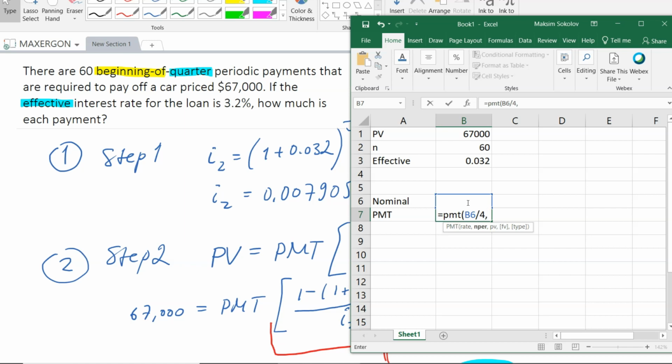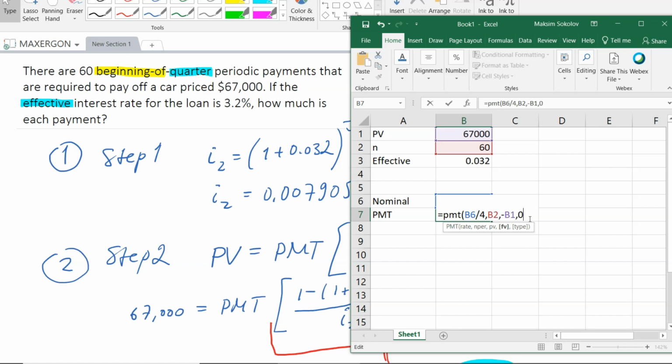Then comes number of periods. It's already given in cell B2. Then we need to enter present value. It's going to be 67,000, which is given in cell B1, but we'll make it negative because we want our PMT to be displayed as positive. I remind that Excel distinguishes between negative and positive values. So if you entered B1 here as positive number, PMT would appear to be negative number.